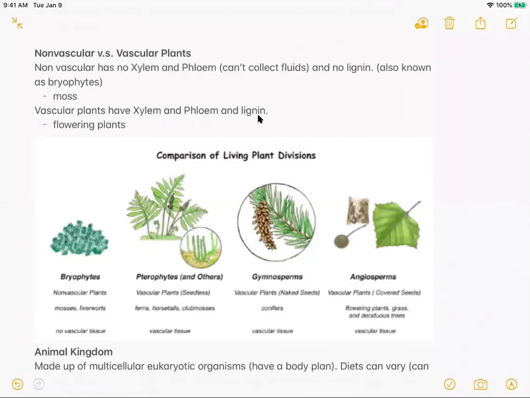Oh my gosh. Okay, I hope this stays this time.